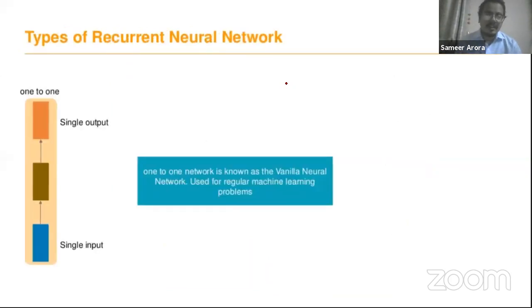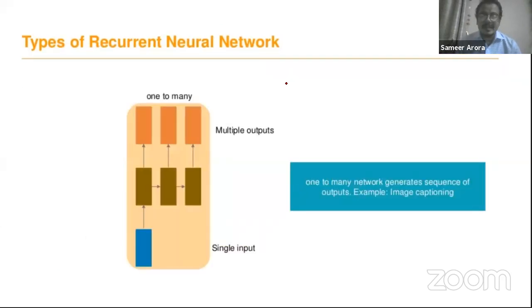Now there are different types of recurrent neural networks. The first one is where we are providing a single input and getting a single output. This type of network we call the vanilla neural network. And there are some cases where we are providing a single input but getting multiple outputs. Like suppose we are doing image captioning.